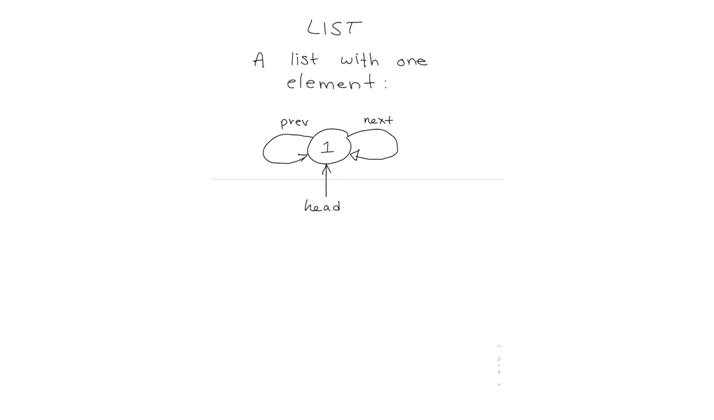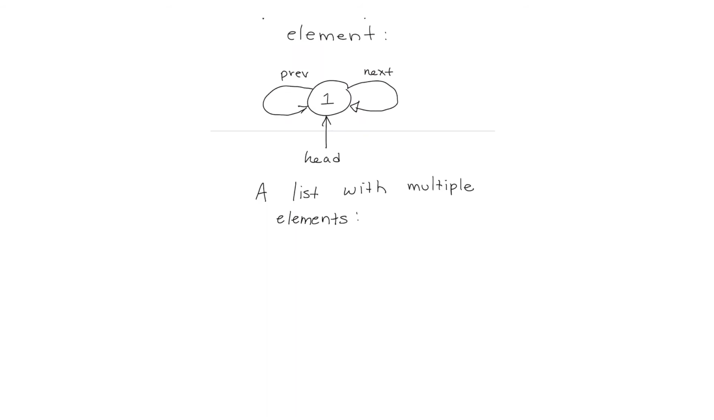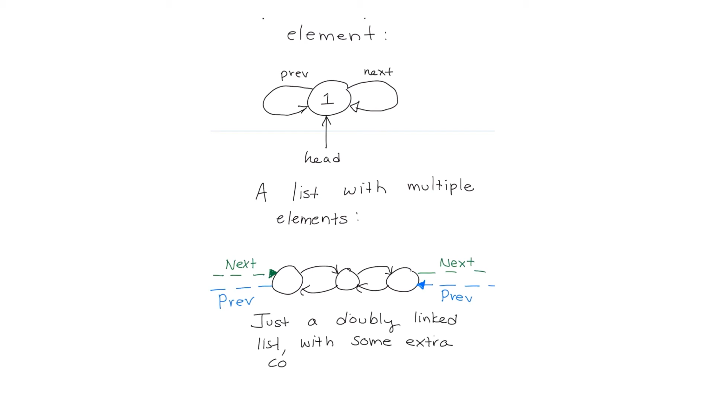We can think of a list with multiple elements as just your regular doubly linked list with an extra 2 arrows, making it really just a doubly linked list with some extra connections.